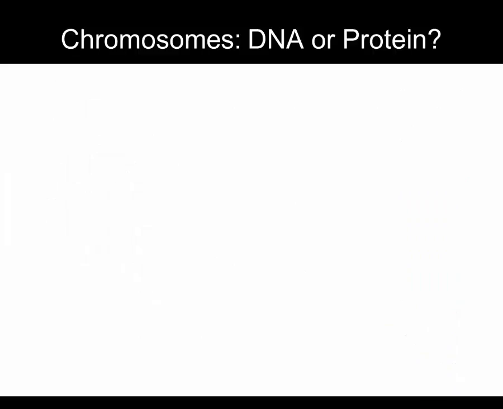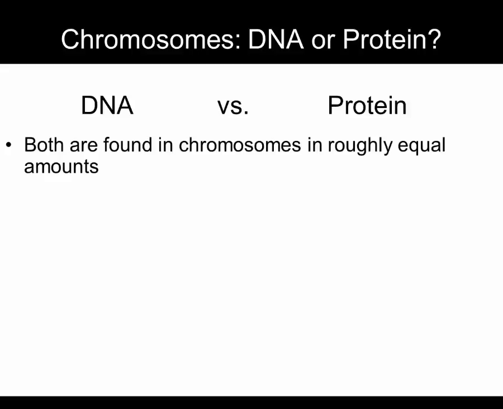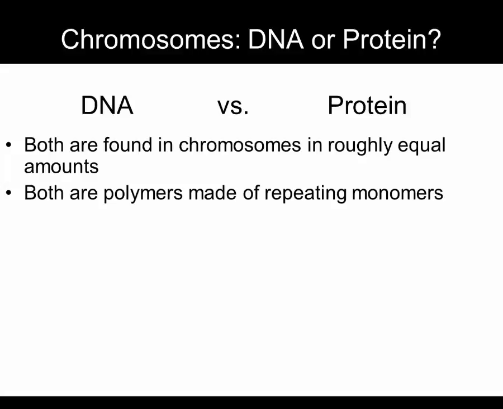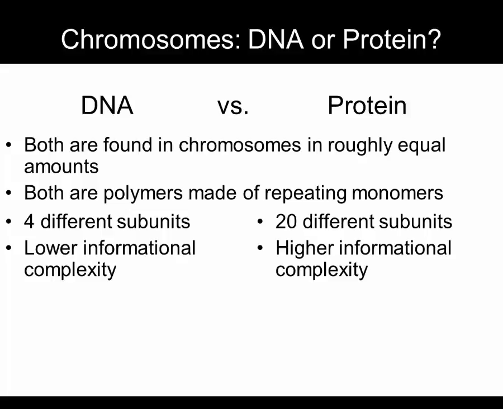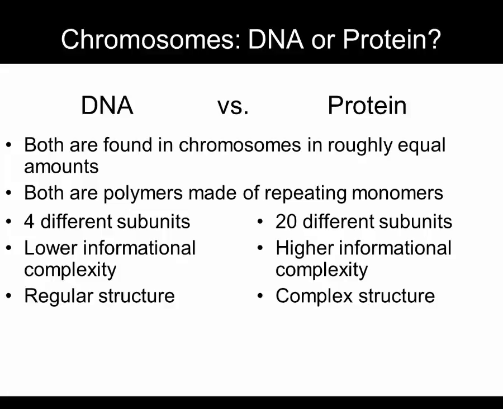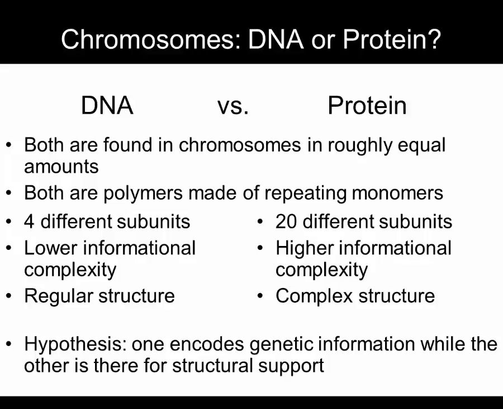In the early 1900s, the identity of the molecule that contained genetic information in chromosomes was the subject of much debate. Some people suspected it was DNA, while others thought it was protein. A chemical analysis of chromosomes showed both were present in roughly equal amounts. Both are polymers made of repeating monomers, but DNA has only 4 different subunits, while proteins have 20. This means that proteins could contain higher informational complexity. Additionally, DNA has a highly regular repeating structure, while protein structure is much more complex. Most people thought one of these molecules contained genetic information, while the other simply offered structural support to the chromosome.